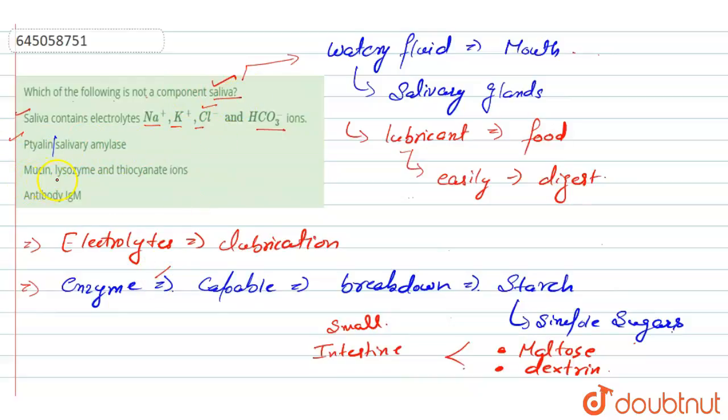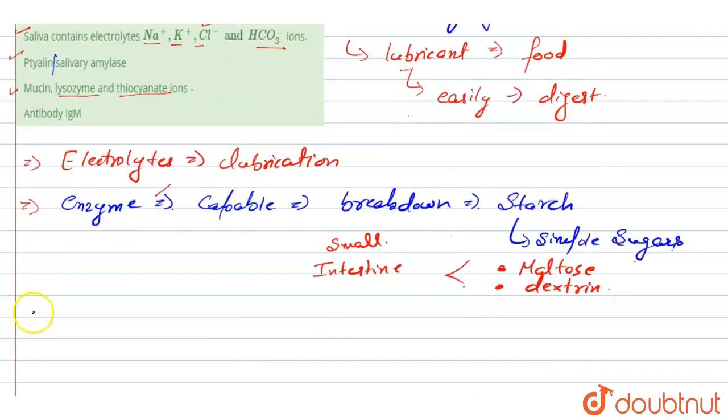Next is mucin, lysozymes, and thiocyanate ions. Thiocyanate ions are also components of saliva. So this one is also correct, because these are present in saliva. And the salivary glands present in the mouth are responsible for the production of these compounds. Peroxidase enzymes are also present.